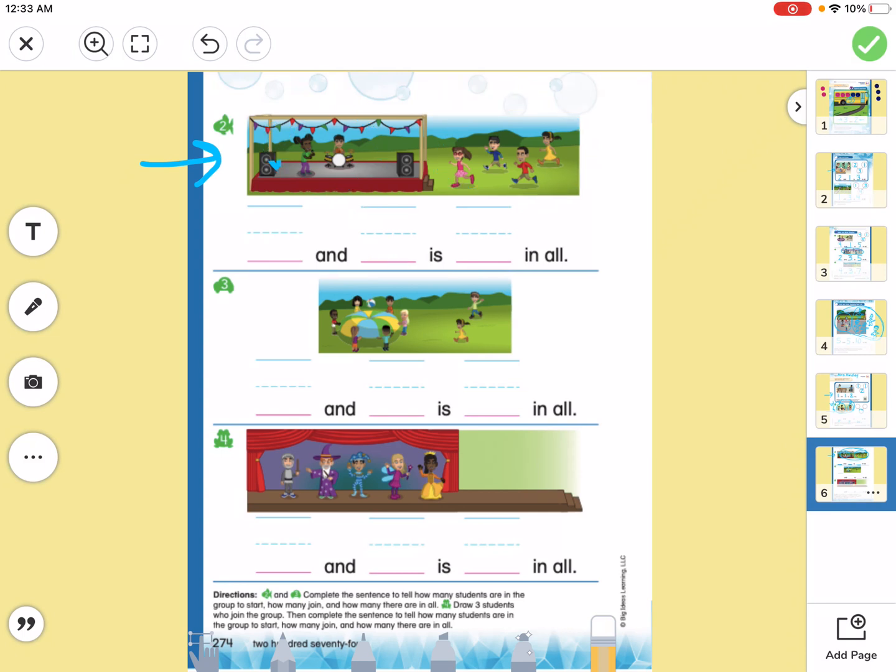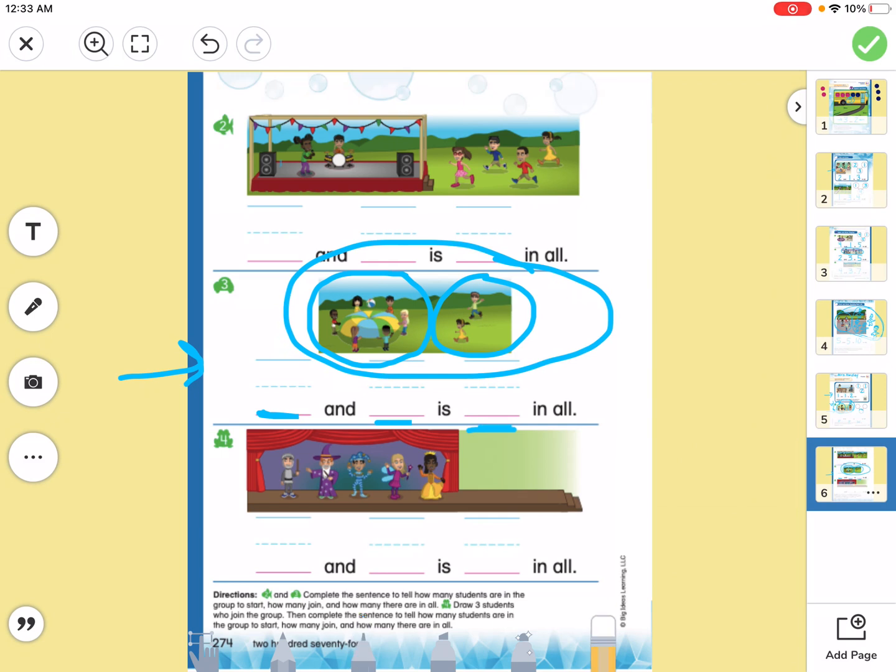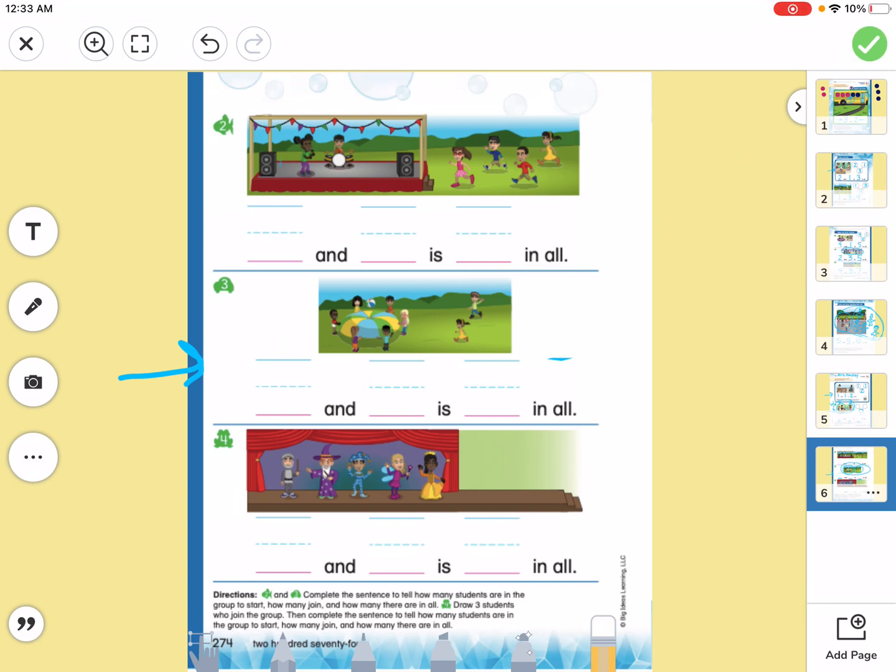Okay? Then this one right here, number 3. Number 3, how many are at the parachute? That's going to go right here. How many are joining them will go right here. And then how many in all is going to go right here. Okay? So it's just like part, part, whole. Okay? You just don't have the number bond. Okay, let's look at the last one together.